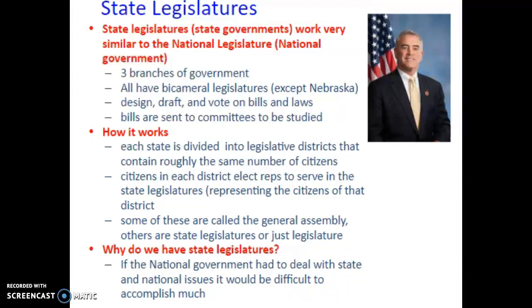Why do we have state legislatures? Why do we have these mini state governments? Because if the national government had to deal with state and national issues, it would be very difficult for them to get enough accomplished to meet the needs of Americans. Also, understand that here in the United States, and specifically in Ohio, we have 16 state legislatures. And our representative is Brad Wenstrup.